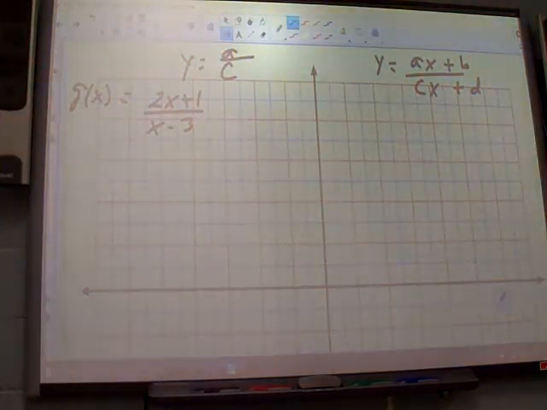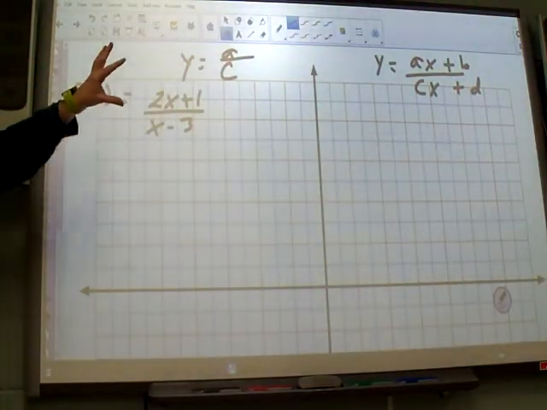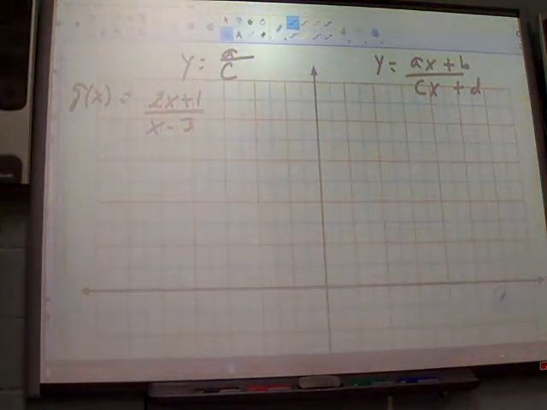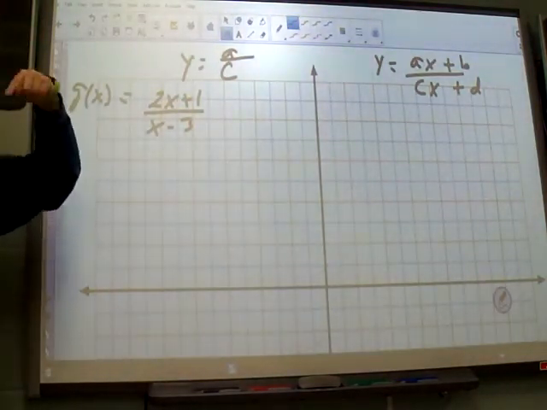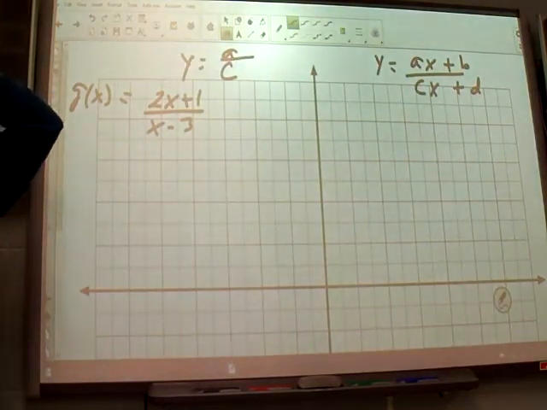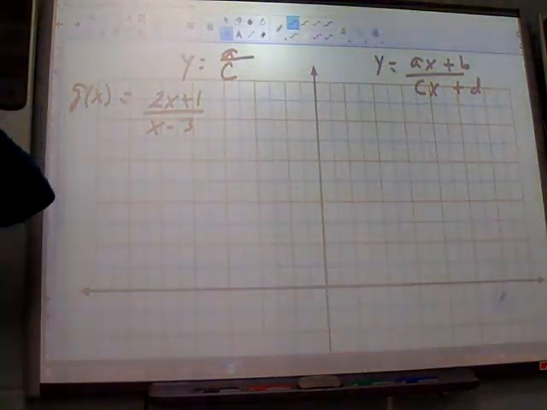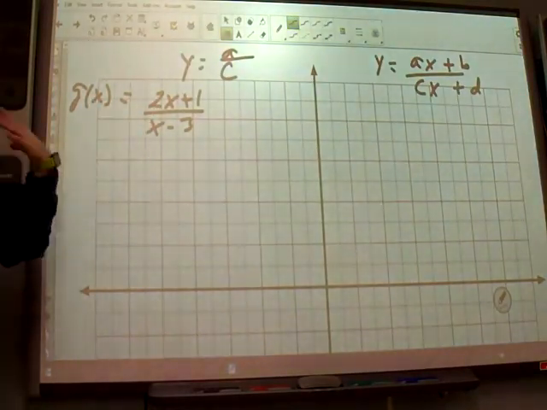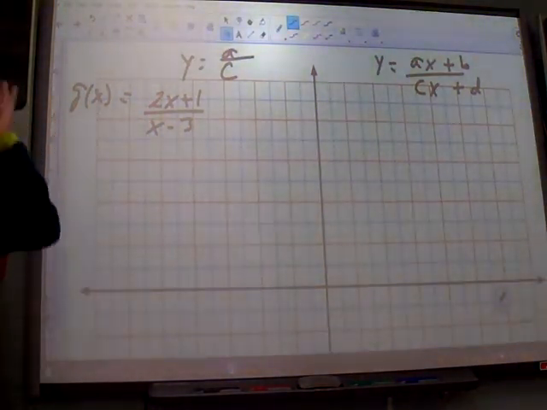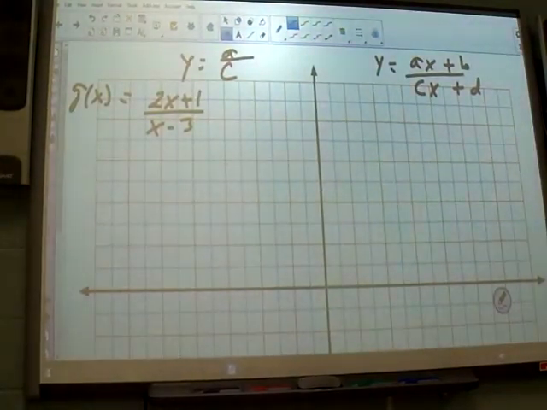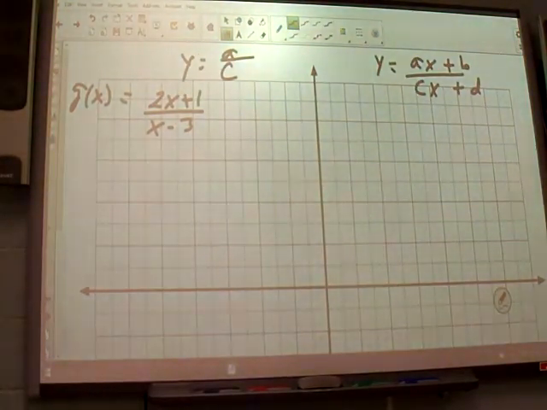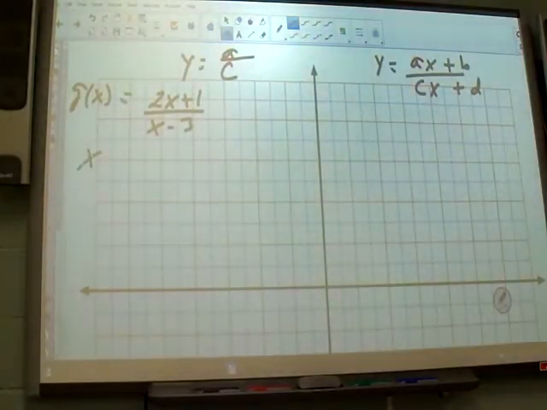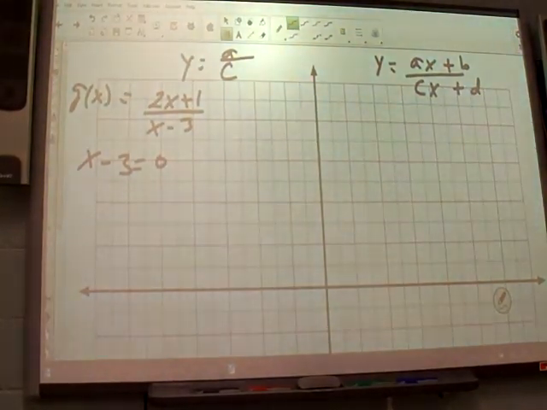Some people will teach you to transform this into that form that we did on the previous one, where it's got the a over x minus h plus k. I don't do that. I think that's more hassle. I'm just going to graph it like what we've been doing. I'm going to find my two asymptotes and then pick some points on the right, some on the left. I think that's simpler. So to get my first asymptote, just like what we've always done, we'll set our denominator equal to 0 and solve.